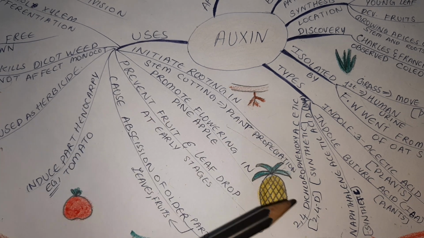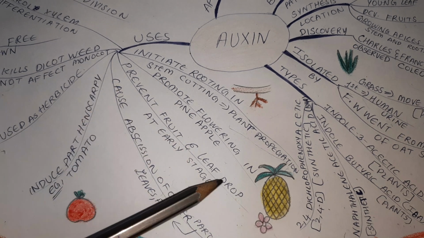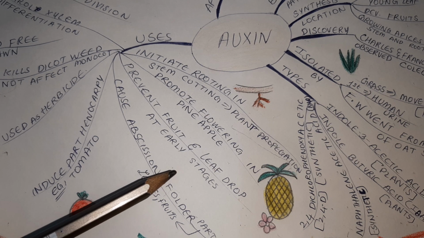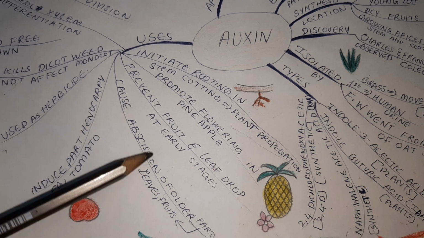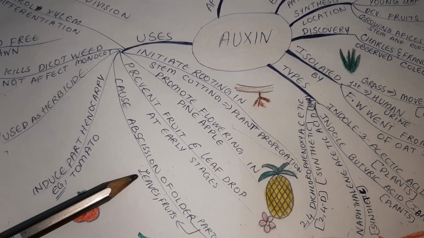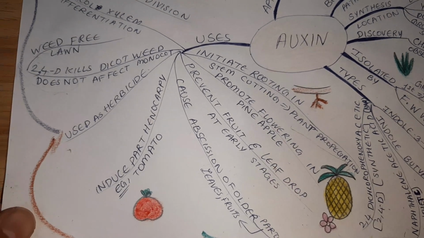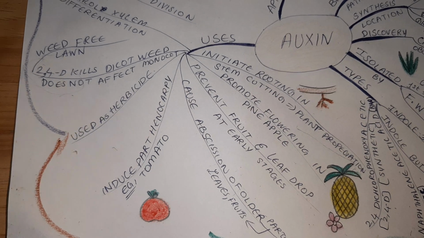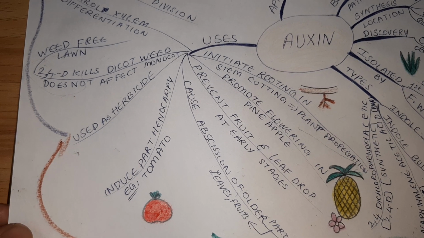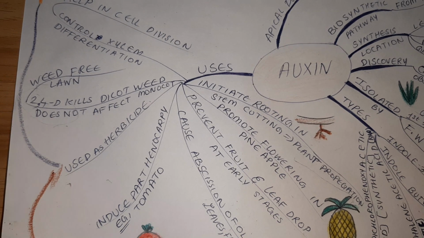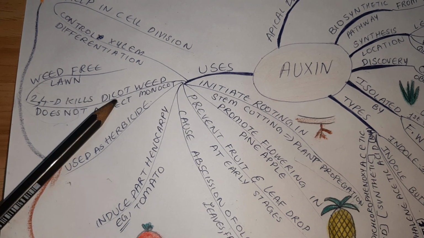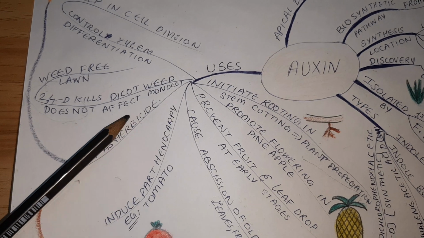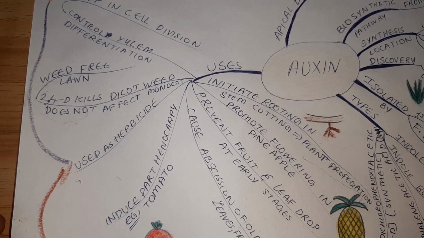They promote flowering in pineapples. They prevent fruit and leaf drop at early stages. Young fruits and leaves, they prevent them from falling, while they cause abscission, they cause fall off of older parts such as leaves and fruits. They induce parthenocarpy, which means seedless fruits in tomato, and they can also be used as a herbicide. Herbicide means killing of herbs. We have also seen that 2,4-D is a synthetic auxin. This helps in the killing of dicot weeds in a monocot field, and it has no effect on the monocots. Therefore, we can enjoy a weed-free lawn.